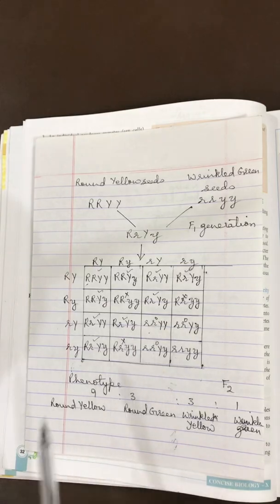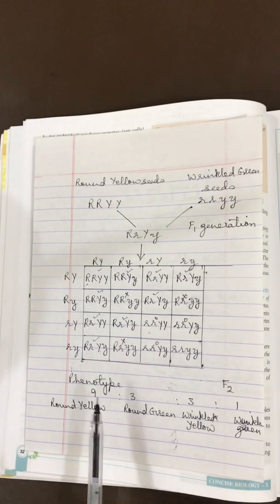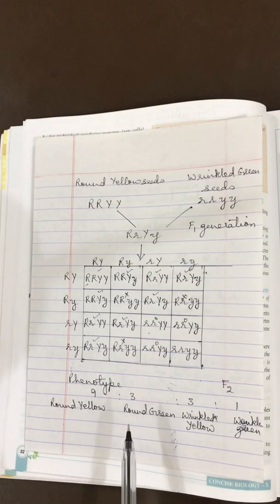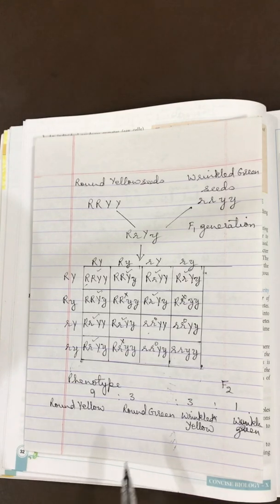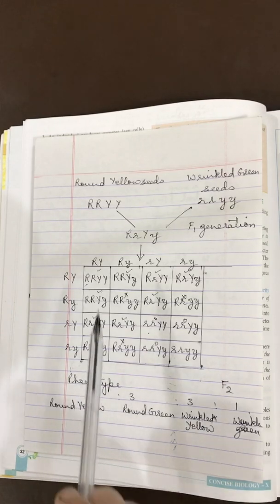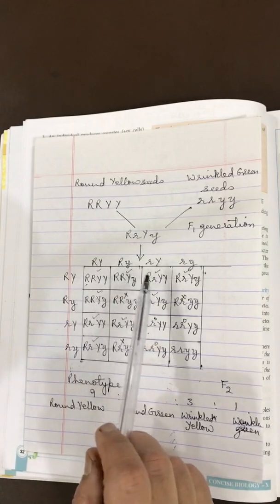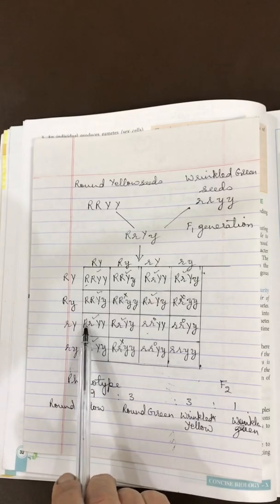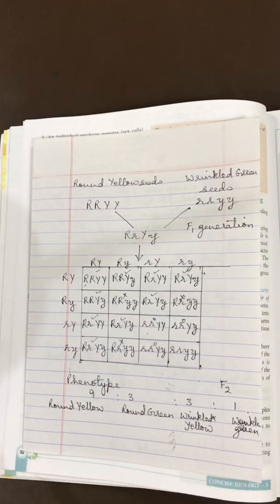And the phenotype of the F2 generation is 9:3:3:1. 9 plants were bearing round and yellow seeds, 3 were bearing round and green seeds, 3 were bearing wrinkled and yellow seeds, and 1 was bearing wrinkled and green seeds. Now 9 we'll count bearing round and yellow seeds: 1, 2, 3, 4, 5, 6, 7, 8 and 9.